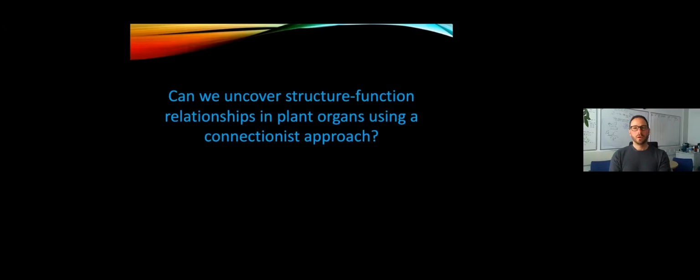Okay, so we can map the connectivity of cells and tissues. We can get networks, we can analyze the networks, and this has been done in C. elegans, for example. So now we're going to ask the question, can we do this in plants? Can we map the connectivity of cells in plants and predict the functions of cells based on how they're connected within tissues? So can we uncover structure-function relationships in plant organs using this connectionist approach?